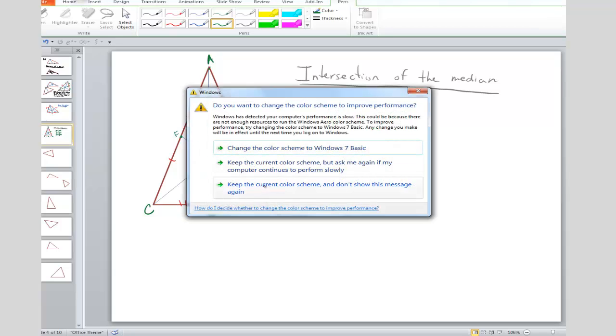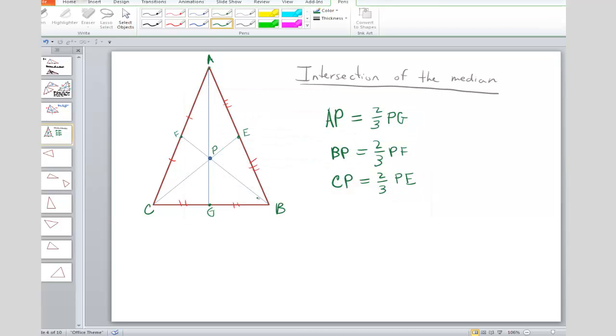What is this? Keep current cosine. Don't show this message again. Please don't show this message again. Thank you. Alright.